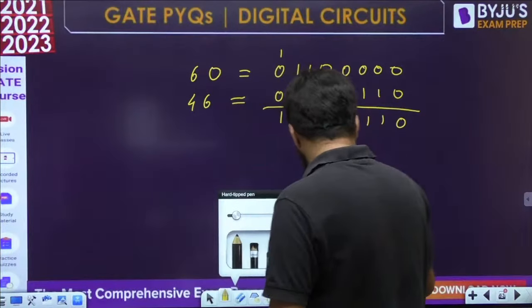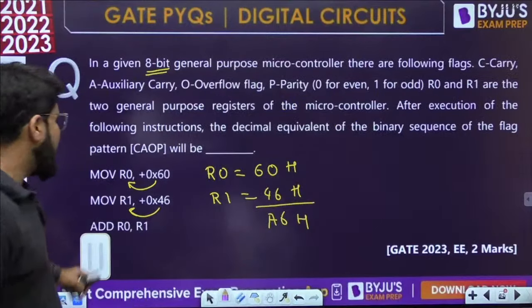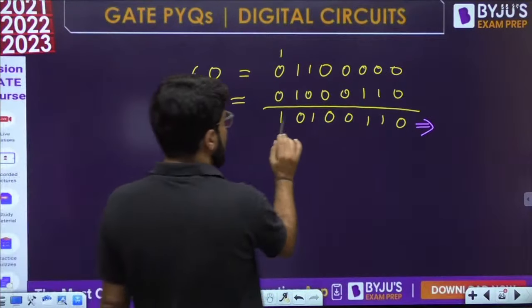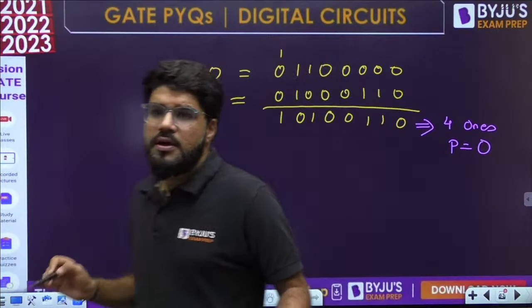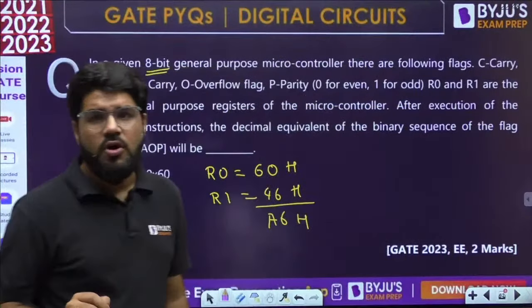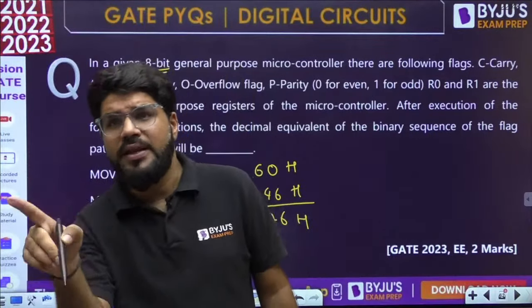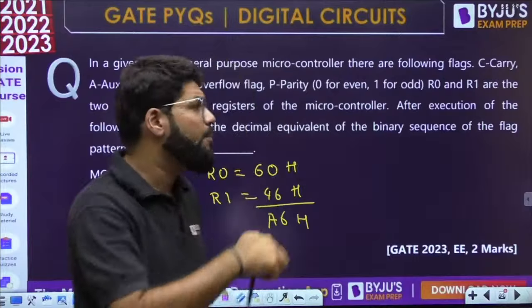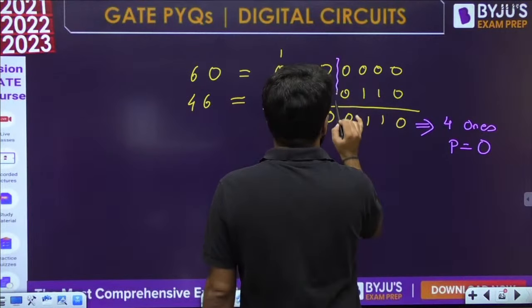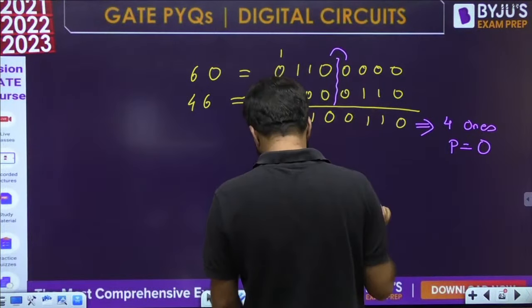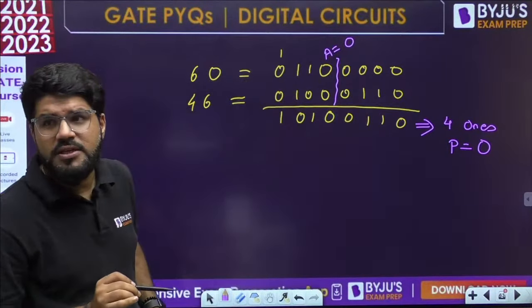Now take care of how many 1s are there, because we can tell the content of the parity flag. 1, 2, 3, 4. There are four 1s. So what is the status of the parity flag? It is 0. Clearly it is mentioned that parity is 0 for even and 1 for odd. Next, what is the status of auxiliary carry? Auxiliary carry is the carry generated from the lower nibble to the upper nibble, that is, the lower 4 bits to the upper 4 bits. If I separate them here, what is the auxiliary carry? 0. There is no carry going from the lower 4 stage to the upper 4 stage.